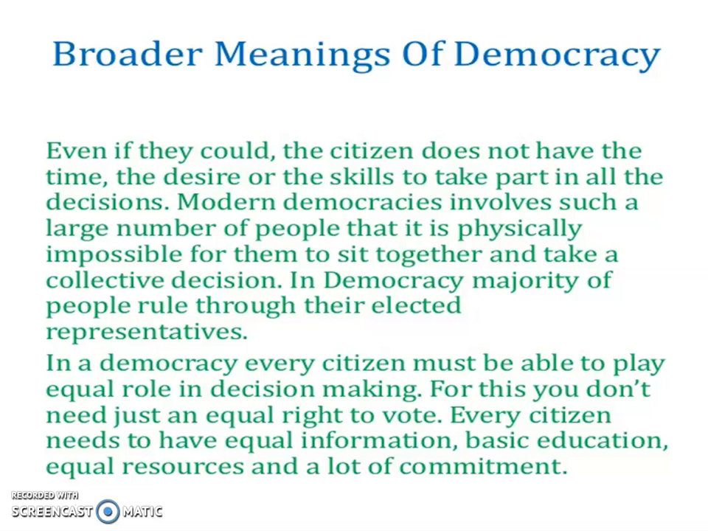So in democracy, the majority of people rule through their elected representatives. And in democracy, every citizen must be able to play an equal role in decision making. For this, you need not just an equal right to vote, which every person in India who is 18 years of age and has a name in the voter list has. This is called universal adult franchise, means every person who is 18 years old has the right to vote without any discrimination of color, caste, religion, language or other discrimination.